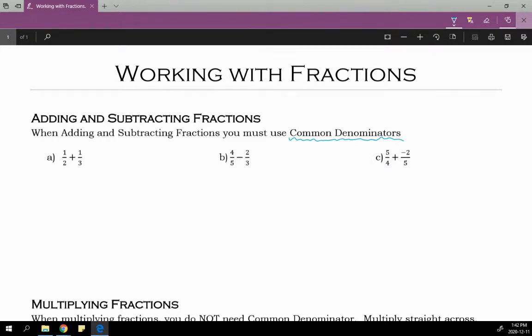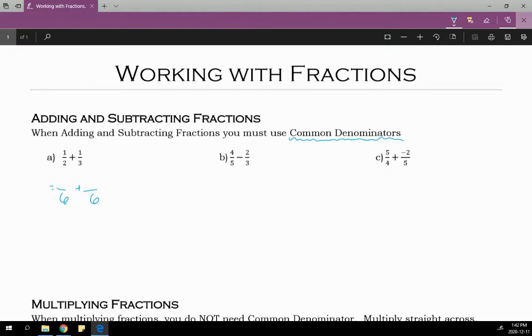So we want to think to ourselves, what number do 2 and 3 in this case divide evenly into? And the answer is 6. So we're going to be setting up a question where we have two denominators, both of 6, and we're going to change our fractions to make those equivalent.